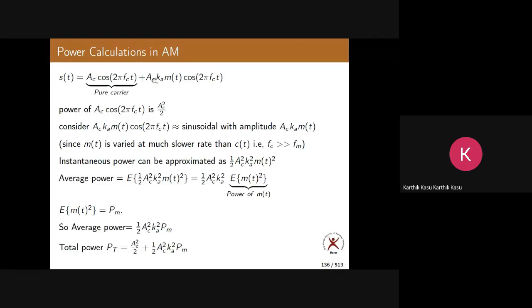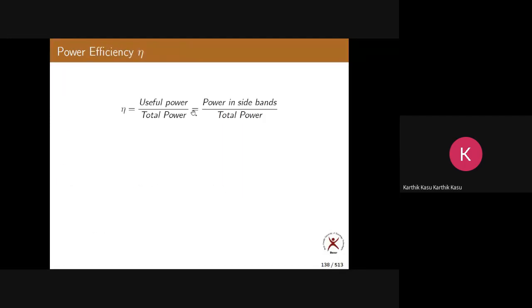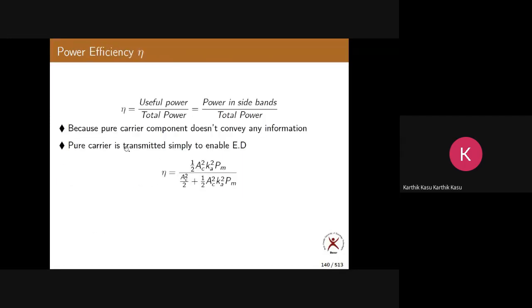So in this AM, we are adding an extra carrier, I can say. We are adding an extra pure carrier, which does not contain any information. The advantage of adding that carrier is that we are able to demodulate using ED. No other modulation technique can be demodulated by ED. Only AM is demodulated using ED. ED stands for envelope detector.